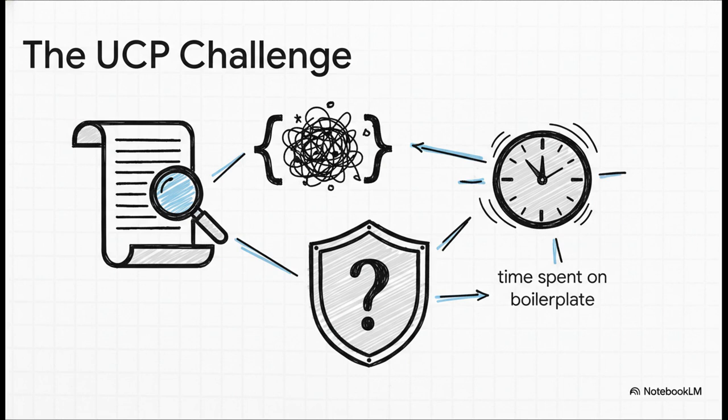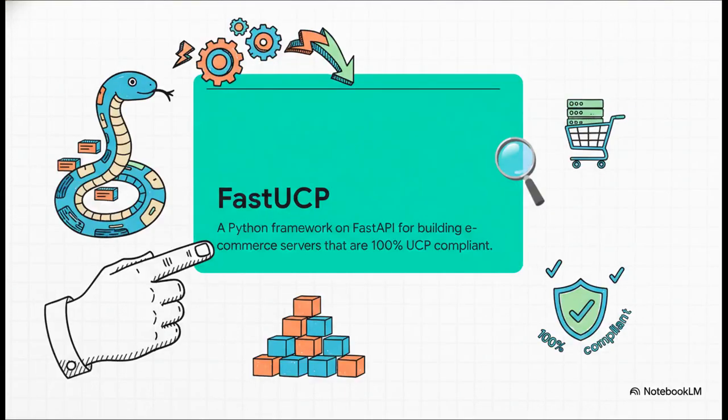You've got to dig through long documents, you're handcrafting these complex JSON files, and you're constantly second-guessing, am I actually 100% compliant? The bottom line is, you end up wasting hours on protocol boilerplate instead of focusing on what really matters, your business logic. And this is exactly the problem that FastUCP was built to solve.